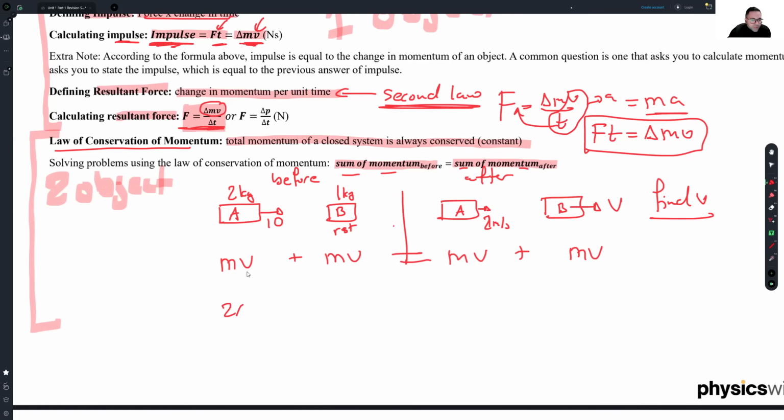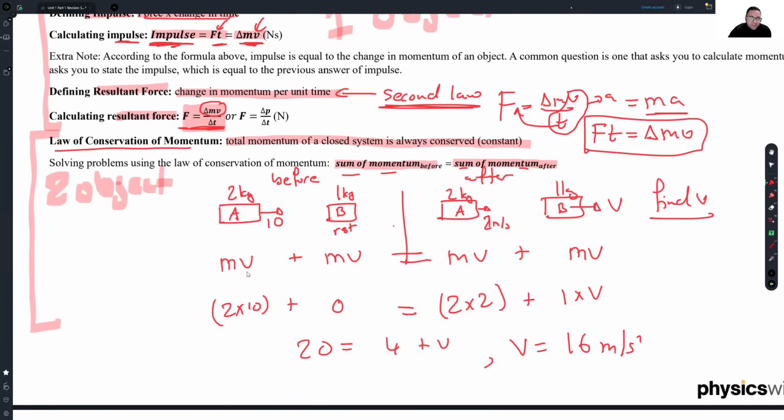So this is 2 times 10, that's the mass times velocity, plus 1 times 0, so that's not moving, 0, equals. Remember, this has a mass of 2, this has a mass of 1. So this is 2 times 2 because the speed is 2, given, plus 1 times v, v is unknown. Solve for v. 20 equals 4 plus v. So v is what? 16 meters per second.